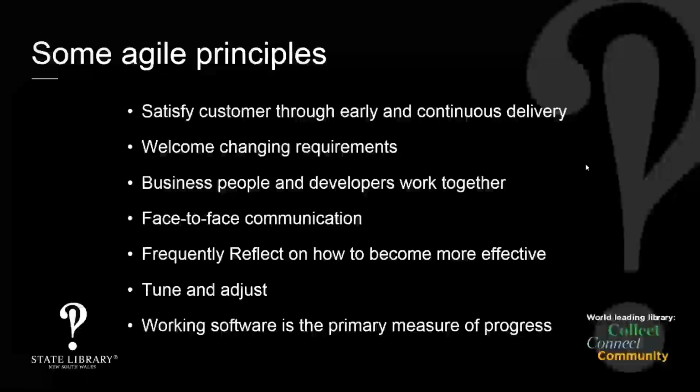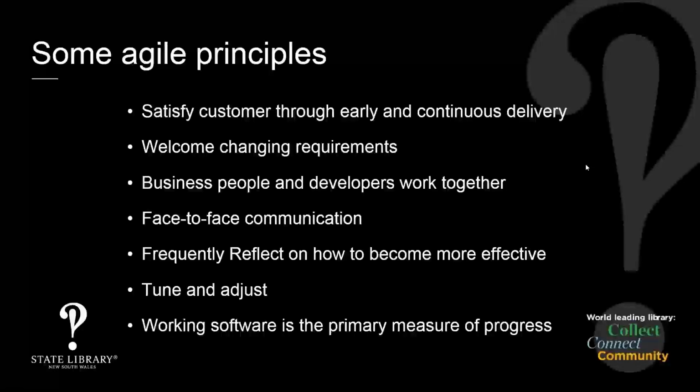Some agile principles are to satisfy the customer through early and continuous delivery, welcome changing requirements, and have business people and developers working together, and that's something that's really helped us a lot. We have stand-ups with business owners of our software, and for the agile projects that we've done, it's really increased the communication between the tech and the business owners, and that's worked really well. As I said before, it's about frequently reflecting on how to become more effective, not just improving the software, but improving your development process as well. And again, working software is the primary measure of progress.